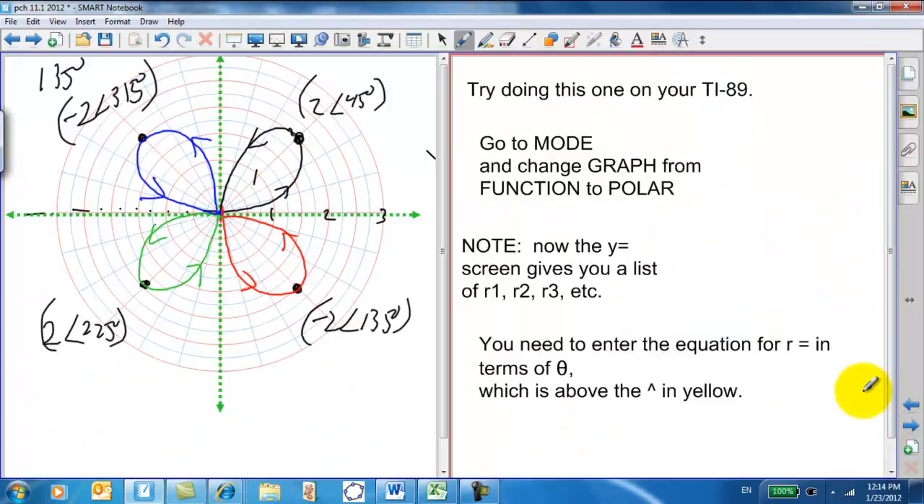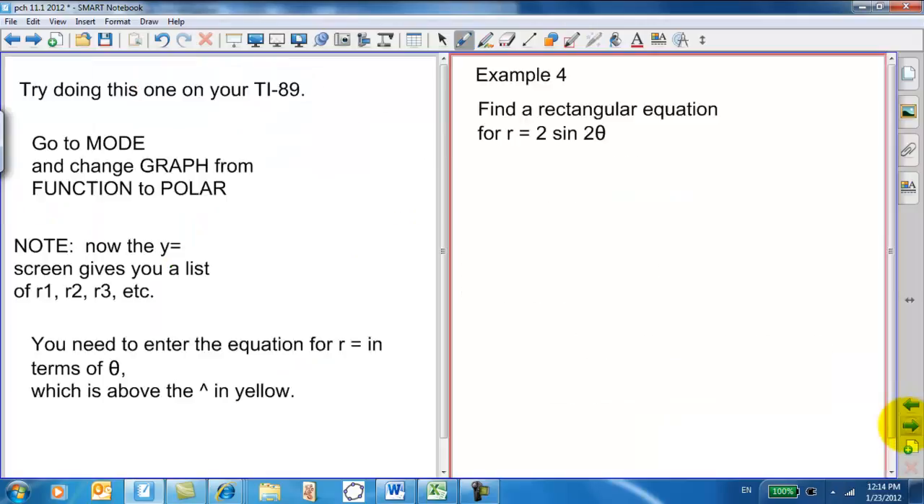Try it on your 89. Now remember, go to mode and change graph from function to polar. And now the y equals menu will have r's in it, and you have to use a theta. And the theta you can get from that, it's right above the caret, and it's in yellow.